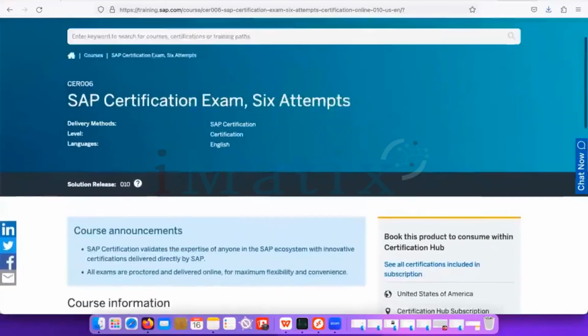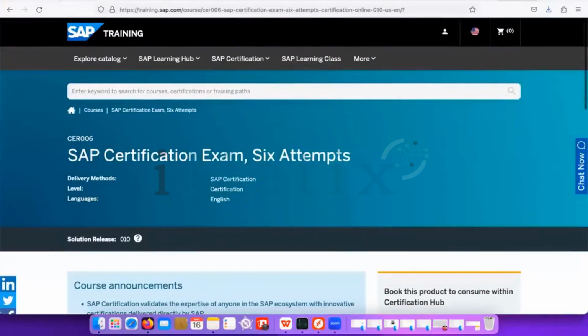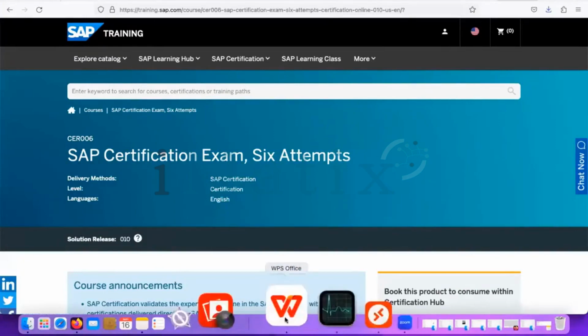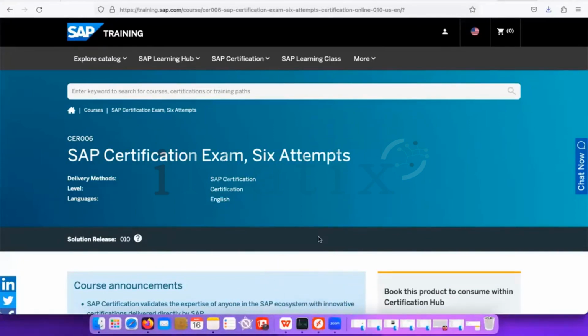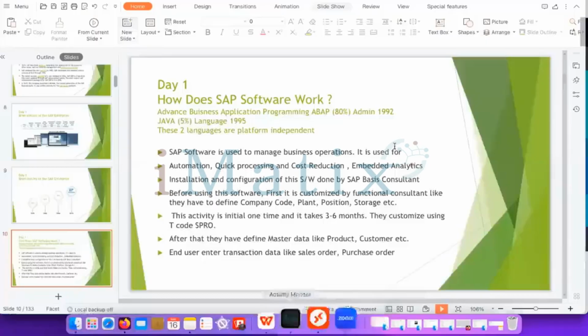It is an online proctored exam. The camera would be there, and they are going to check your eye movement and all these things. And it's all MCQ type. Yes, all questions are MCQ. Like I said, SAP stands for System Application and Products in Data Processing.